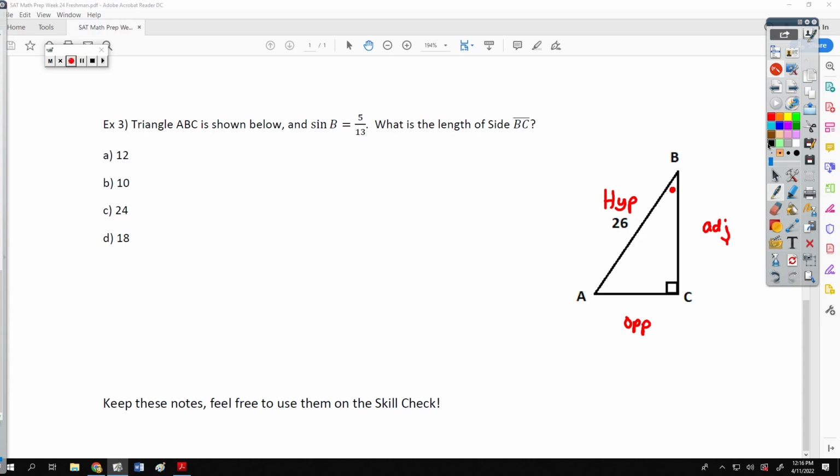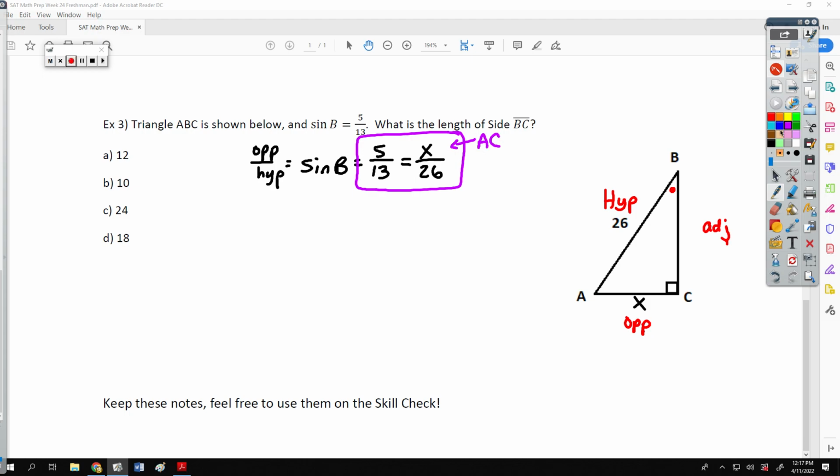If we are given that the sine of angle B is equal to 5 over 13, that is equivalent to opposite over hypotenuse, because sine is equal to opposite over hypotenuse. We don't know what that opposite is, so let's put a variable in there. We have 5 over 13 equals x over 26. This is a proportion that we can solve to find the length of side AC.